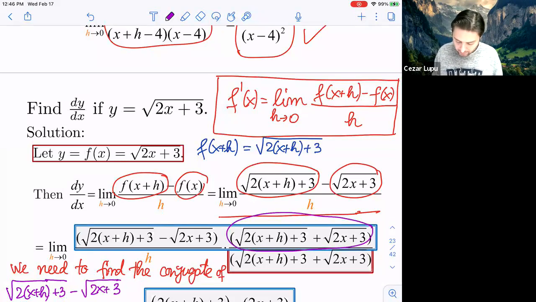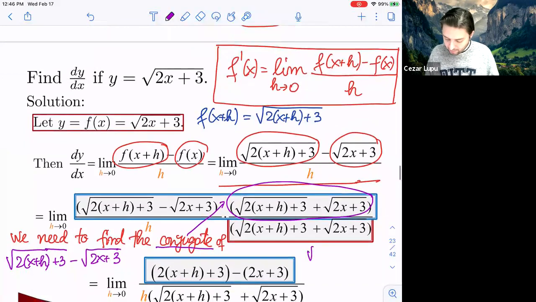So the conjugate of this is exactly this guy here. And of course, we're going to multiply and divide by it. And once we do so, remember, we have this identity. Let me say that here: square root of a minus square root of b times square root of a plus square root of b is a minus b. So keep this in mind.